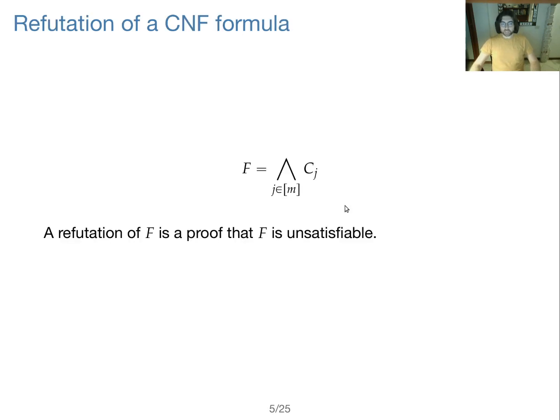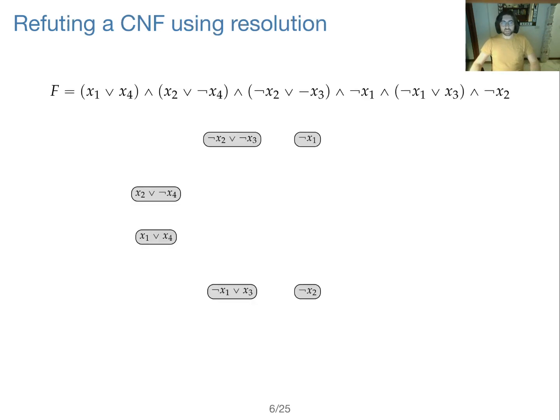Okay, let's be more precise. What do I mean when I say refute a CNF formula? Well, we have a bunch of clauses, and the refutation of a CNF formula is essentially a proof that the formula is unsatisfiable. The most common way to refute a CNF is to use a resolution proof system.